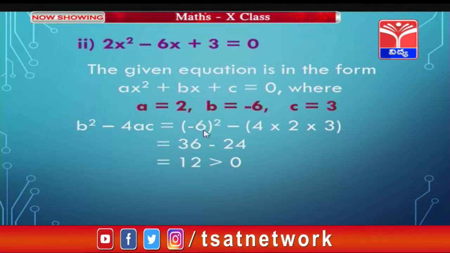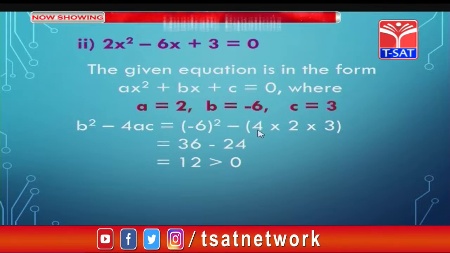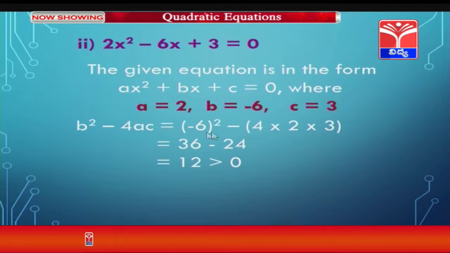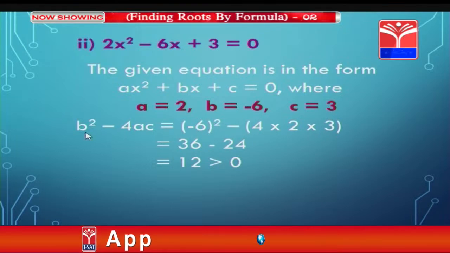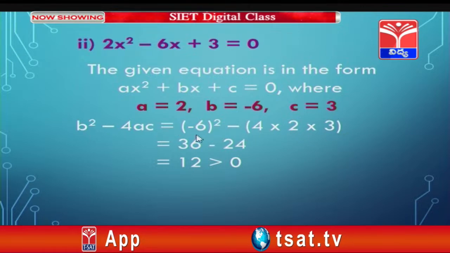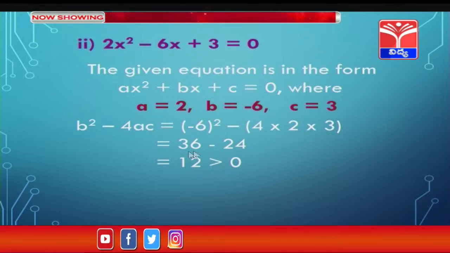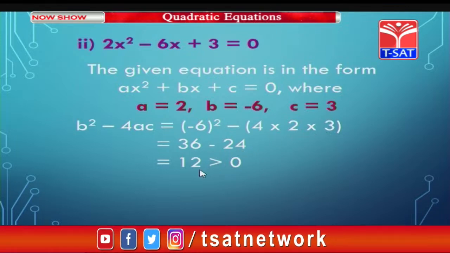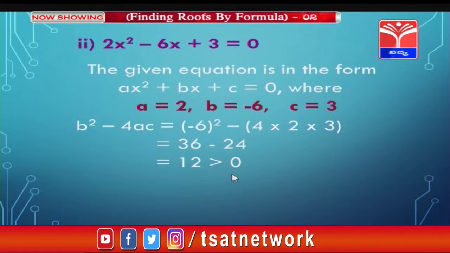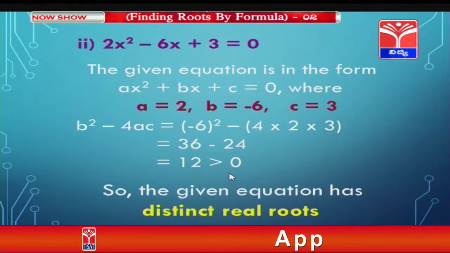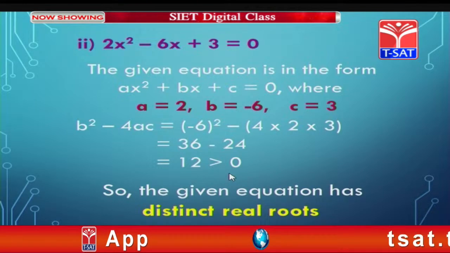We get minus 6 whole square minus 4 into 2 into 3. Our minus 6 whole square is b square value and 4ac is 4 into 2 into 3. We know minus 6 whole square is 36 and 4 into 2 into 3 is 24. So, 36 minus 24 gives us 12, which is greater than 0. So, the given equation has distinct real roots.